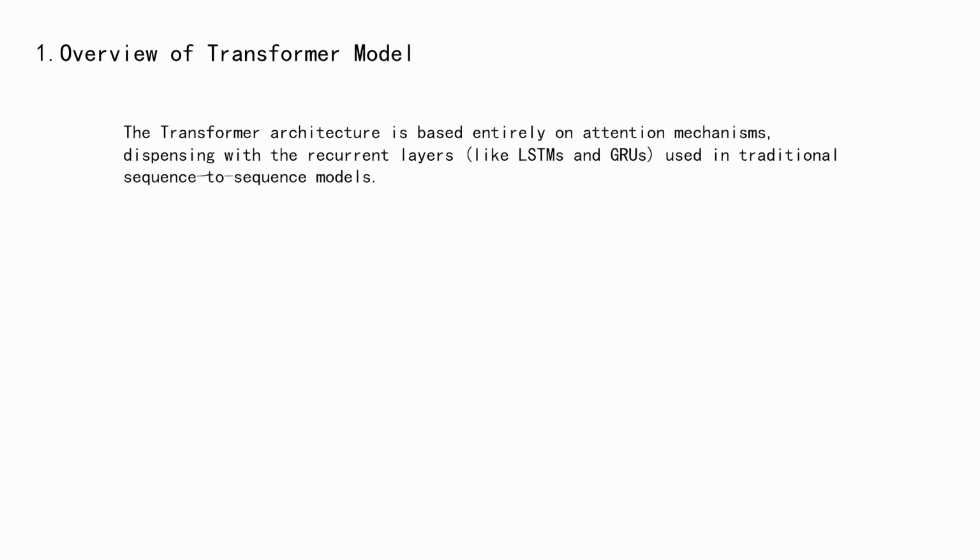This section explains the transformer model and code implementation. Let's first look at the transformer model overview. The transformer architecture is based entirely on attention mechanisms, dispensing with the recurrent layers, like LSTMs and GRUs, used in traditional sequence-to-sequence models. The core of the transformer model consists of the encoder-decoder structure.